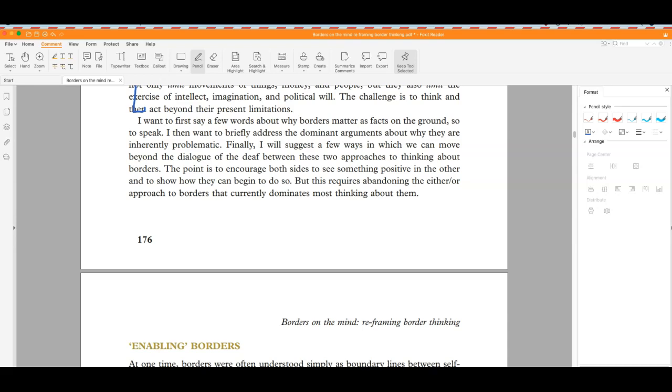And right here, in fact, he gives you an outline of the rest of the article. First, I want to say a few words about why borders matter. Then, I want to briefly address the dominant arguments about why they are problematic. Finally, I will suggest a few ways in which we can move beyond the dialogue of the deaf between these two approaches to thinking about borders. The point is to encourage both sides to see something positive in the other and to show how they can begin to do so. Again, kind of a restatement of purpose.